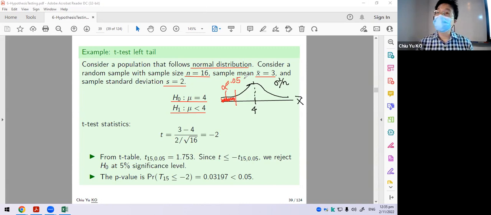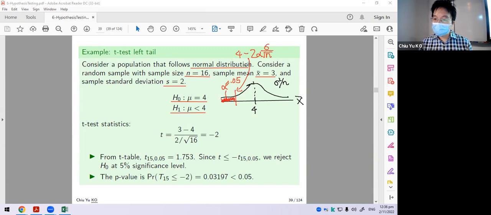And we want to know this guy, okay? If we know sigma, then we're done, because this is simply 4 minus z alpha, with 5%, times sigma over root n. But we actually don't know sigma, so we can't really do it, right?